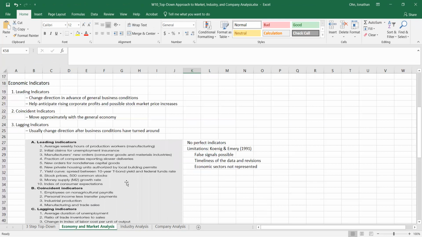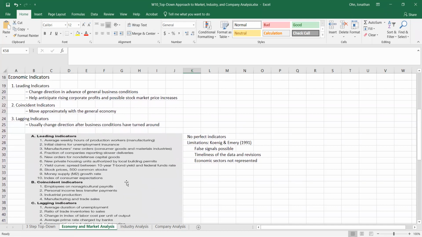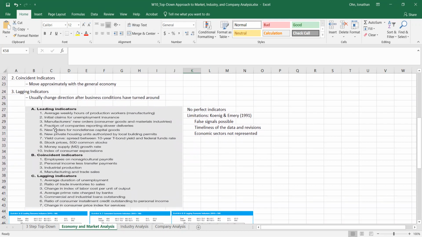And there's the important economic indicator: leading indicator, coincident indicator, and lagging indicator. Some economic indicators change their direction before the general business and economic condition changes, right? That's why it is called a leading indicator. That helps anticipate rising corporate profits and possible stock market price increases. Coincident indicators move in the same pattern, at the same timing as the general economy. Lagging indicators usually change direction after business conditions have turned around. If you look at this, we have these 10 leading indicators, these 4 coincident indicators, and these 7 lagging indicators.